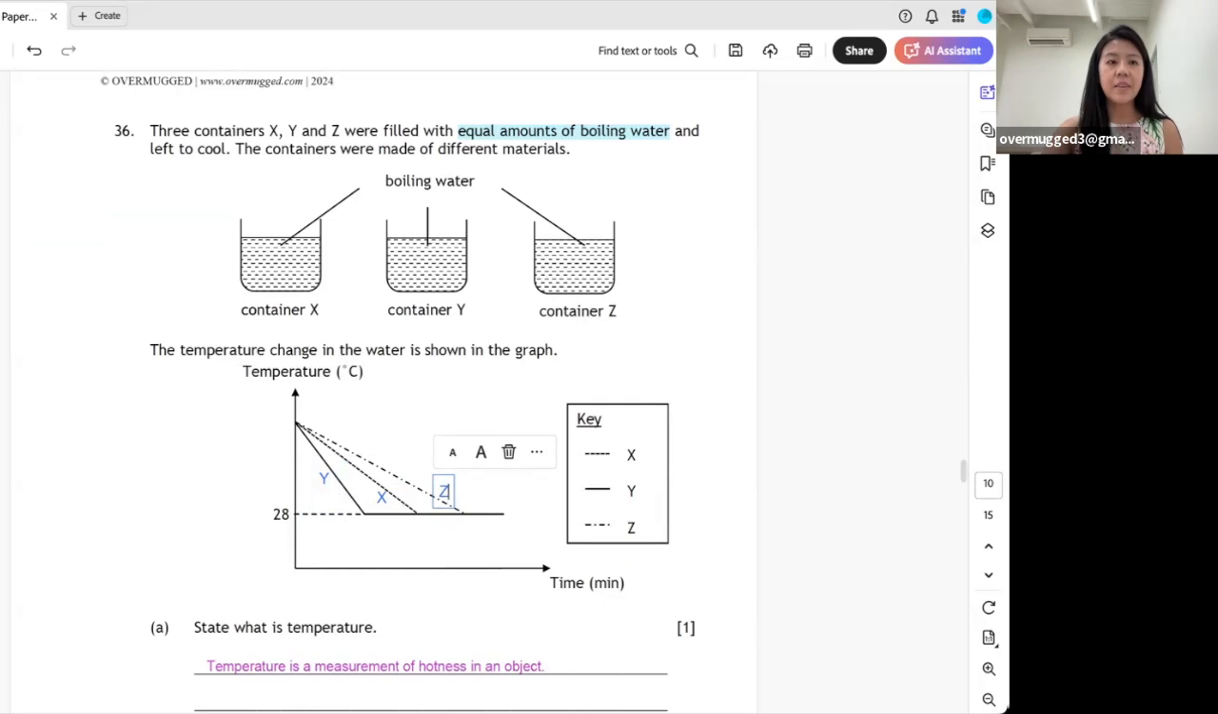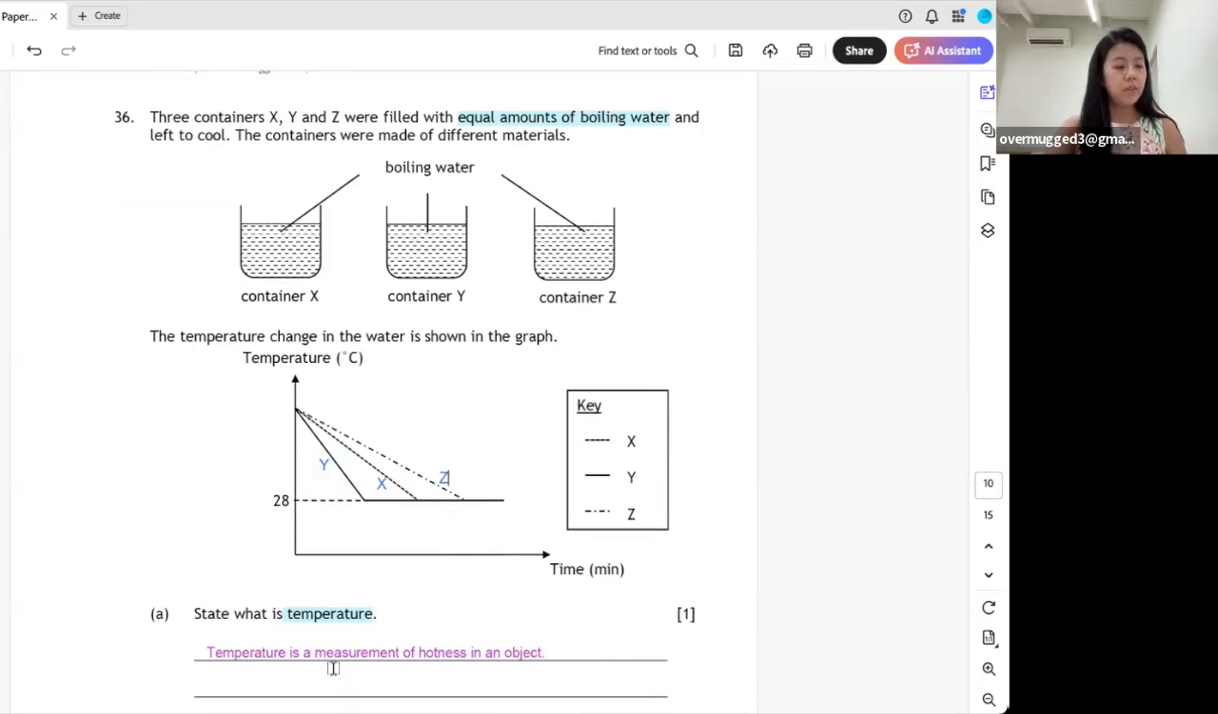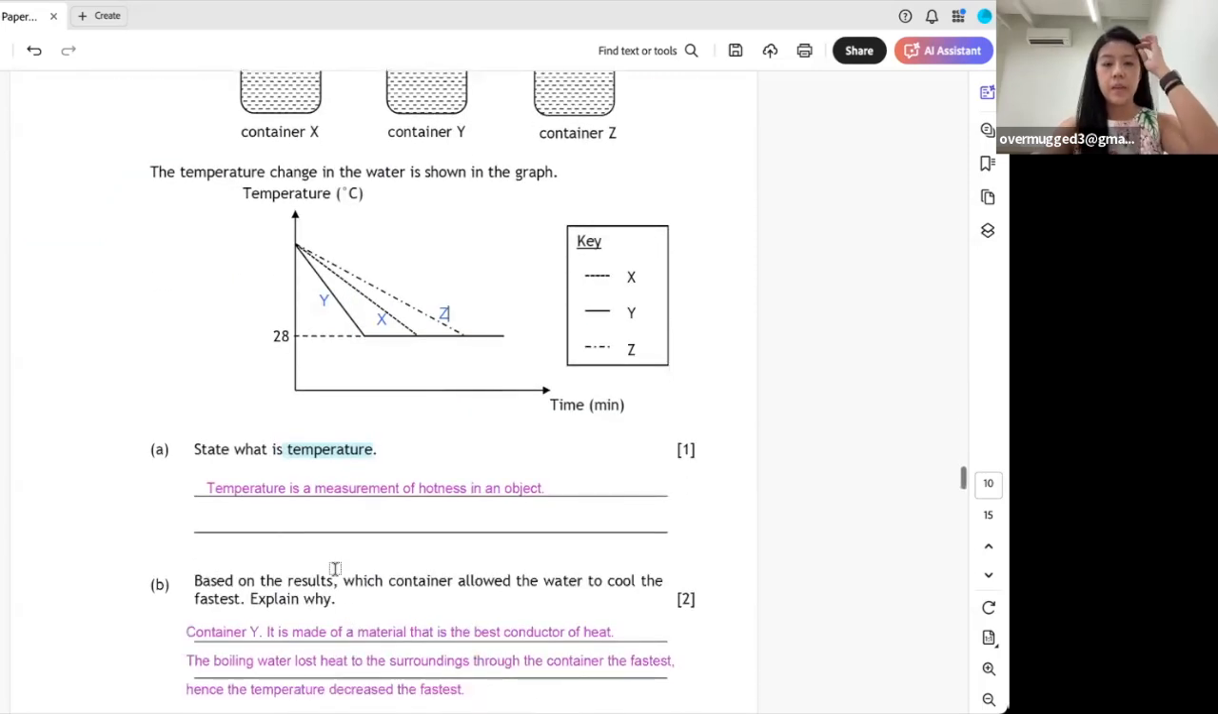First question is asking you for a definition, what temperature is. Okay, temperature is a measurement. We measure temperature with thermometers. So in your answer, I must see the word measurement. Okay, so temperature is a measurement of hotness in an object.